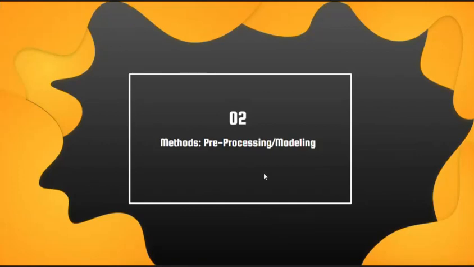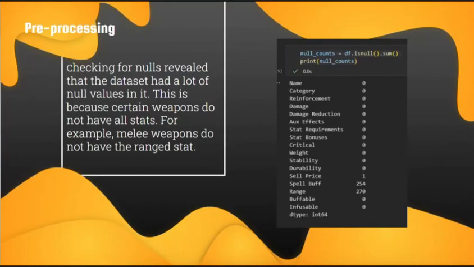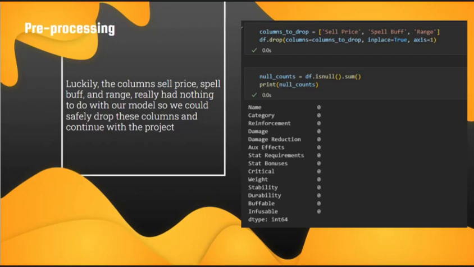Okay, this is the pre-processing part of the project. For pre-processing, the first thing we did was pretty standard: checking for nulls in the dataset. This revealed a lot of null values, and this is because certain weapons don't have certain stats. For example, melee weapons don't have a range stat. Getting rid of these nulls was pretty easy because the columns sell price, spell buff, and range really had nothing to do with our model. So we could safely drop these columns and continue with the project.